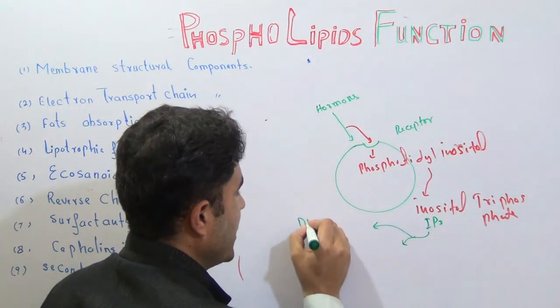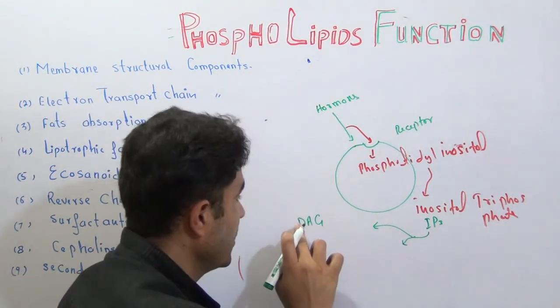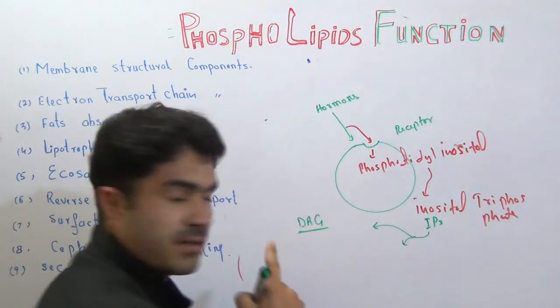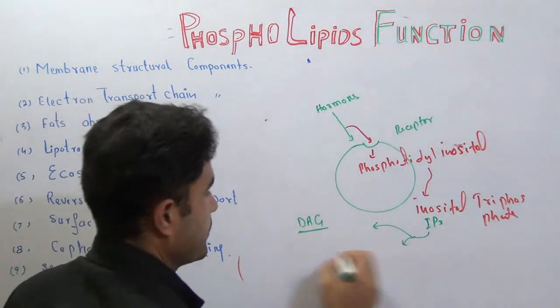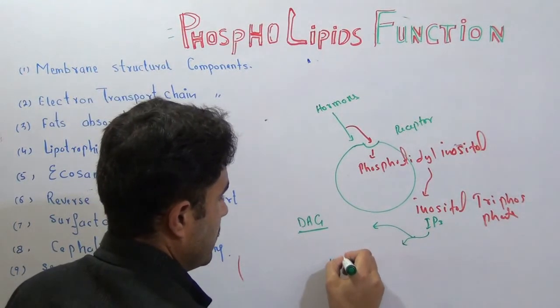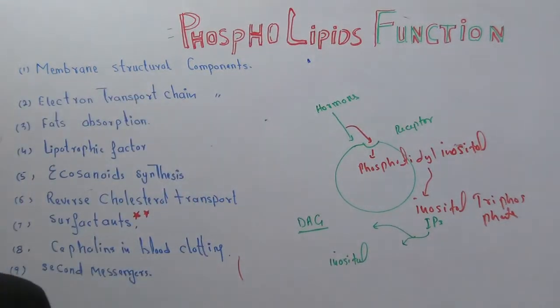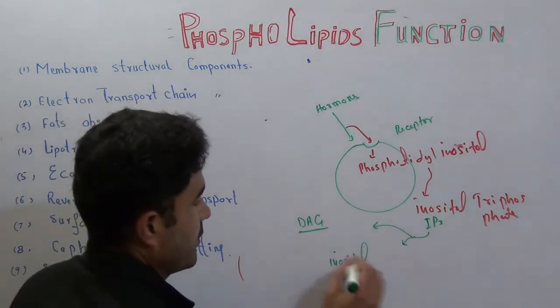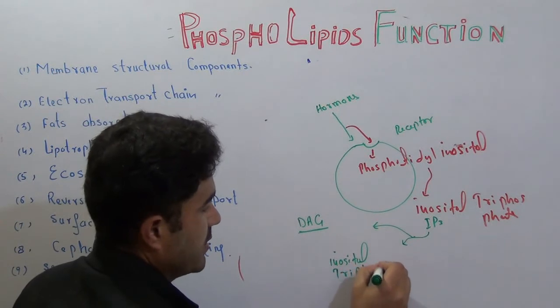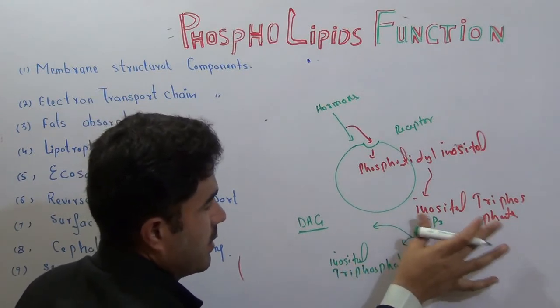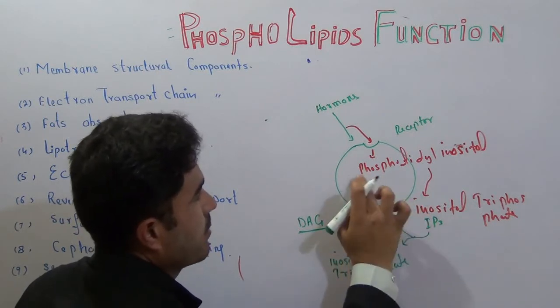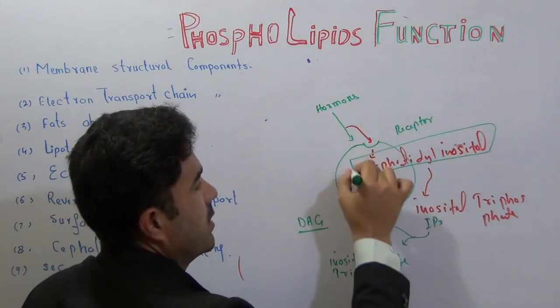One is diacylglycerol. We write it DAG. This is a very well known secondary messenger, and the other is inositol triphosphate. These two are very well known secondary messengers, and because of these two secondary messengers, hormones will perform their action. These two come from the phosphatidyl inositol that is present.